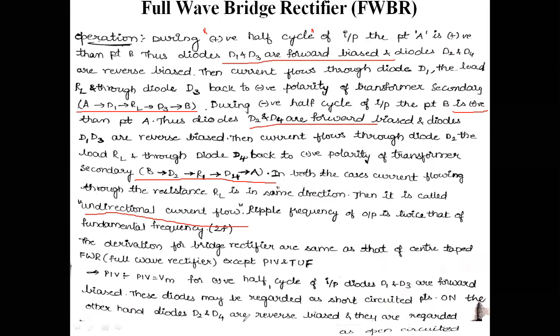Across another half cycle, if you are considering another half cycle, then those two diodes are in reverse bias condition. Therefore, across each and every diode, we are considering the maximum voltage, which is Vm. The peak inverse voltage is given by PIV equal to Vm here.